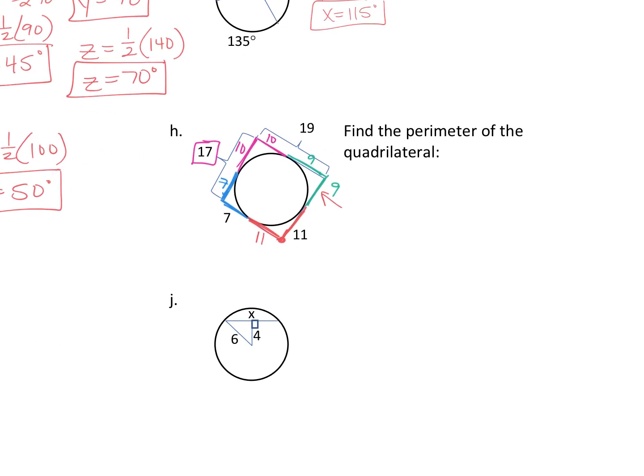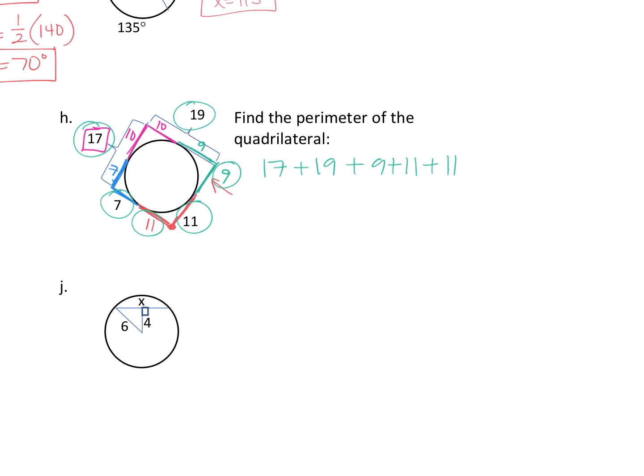So your perimeter is going to be 17 plus 19 plus 9 plus 11, or you could just call that 20, plus 11 plus 7. Okay, so that's all your numbers, and then you would just plug that in. So 17 plus 19 plus 9 plus 11 plus 11 plus 7 is 74. And that will be your perimeter.